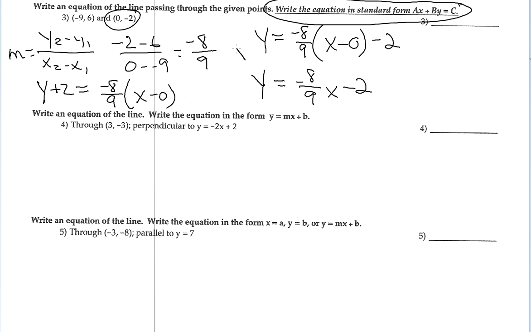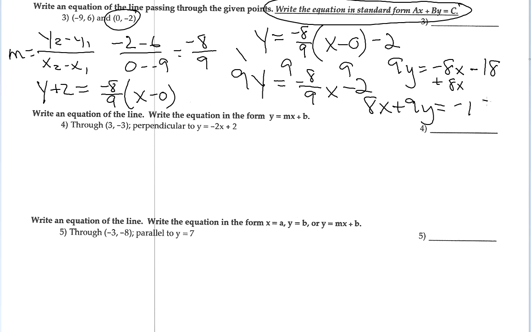Now multiply each of these by the 9 to put it in standard form. 9, 9, 9. Okay, what do I get here? 9y. Then add the 8x to both sides. And you get 8x plus 9y equals negative 18.